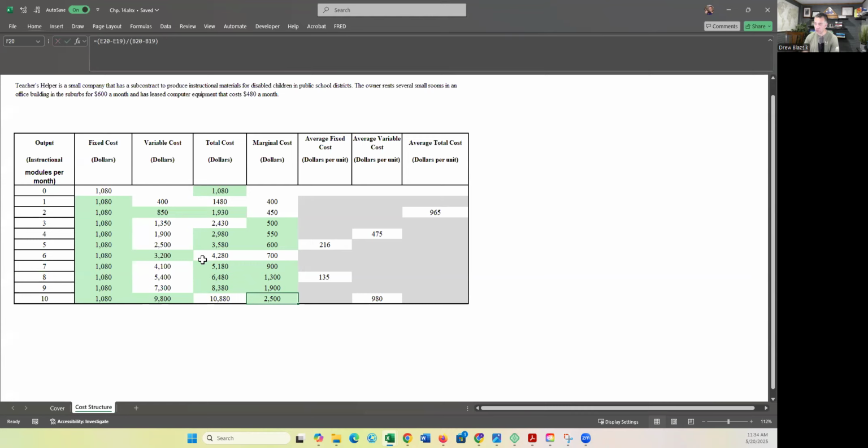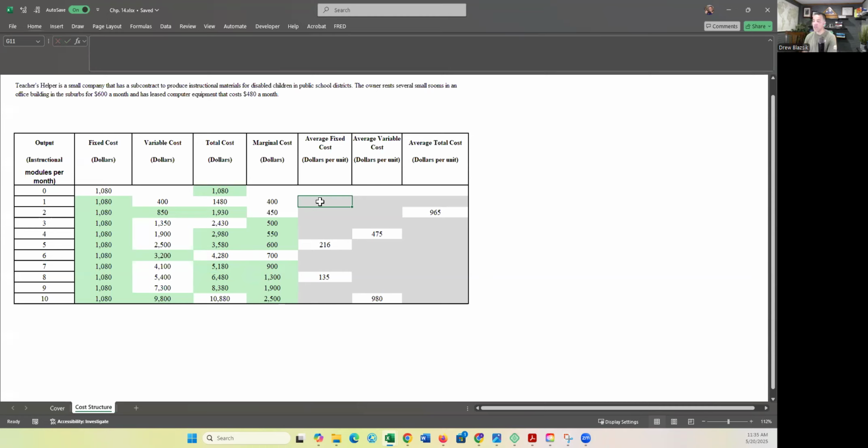It's the change of total costs divided by the change of output. Now, the change of output is just one, so all you really have to do is find the marginal costs. You just take the total costs for this unit minus the previous unit, and that's going to be the additional costs. Okay, these are a little easy here.